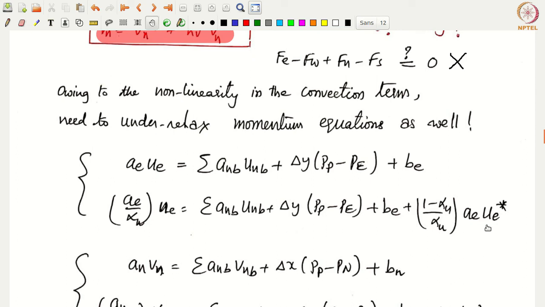Now again at convergence, UE star equals UE. As a result, this 1 by alpha u times AEUE star would get cancelled with this term, and the alpha u and alpha u get cancelled here, and what you get is AEUE star with a minus that can be taken back to the left hand side, and you get the original equation here. This we already have discussed in the context of under relaxing the equations. This part we have already discussed.